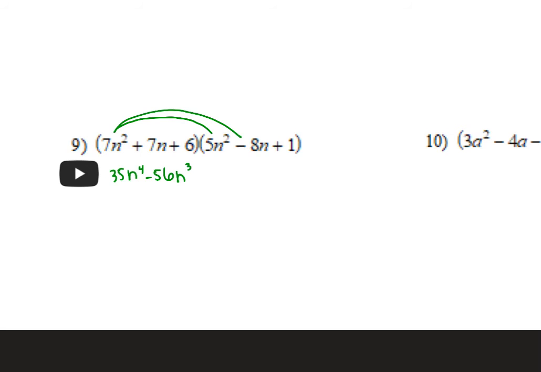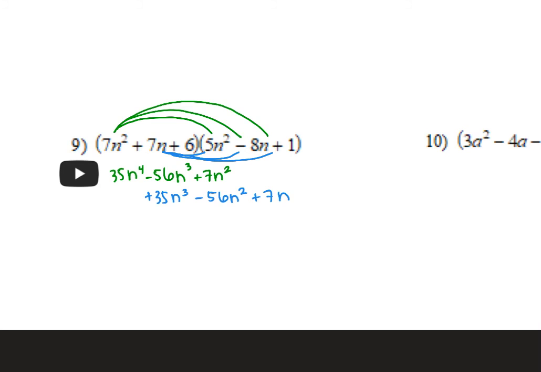And then we have n cubed. 7n squared times 1 is plus 7n squared. And now, starting with our second term, we're going to do 7n times 5n squared. So I'm going to drop down to the next line. So 7 times 5 is 35, and then we have n cubed. So plus 35n cubed. And then 7n times negative 8. 7 times 8 is negative 56. So negative 56n squared. And then 7n times 1 is plus 7n.